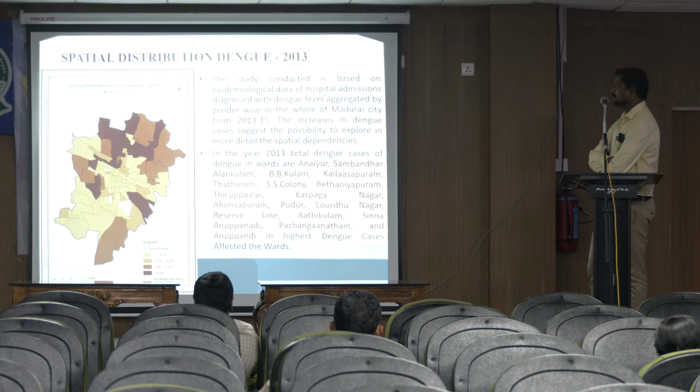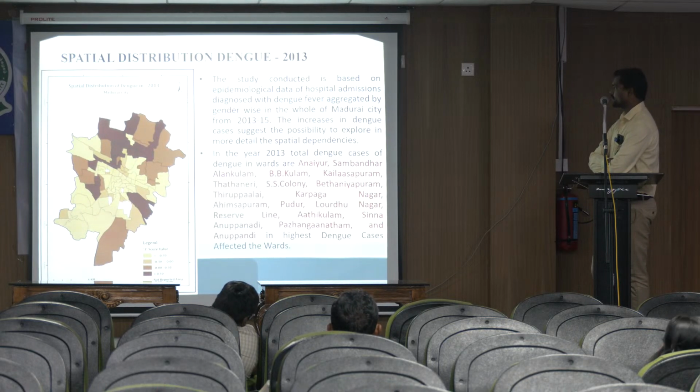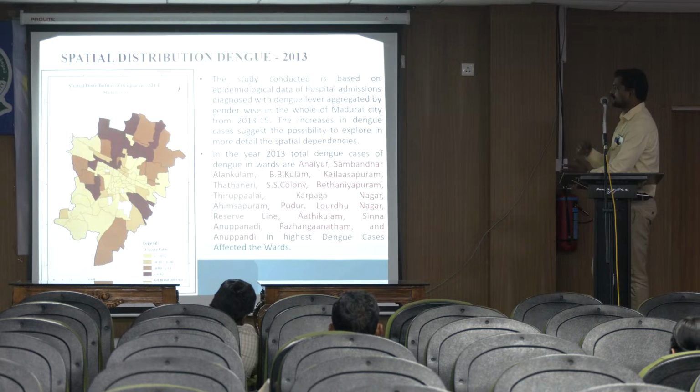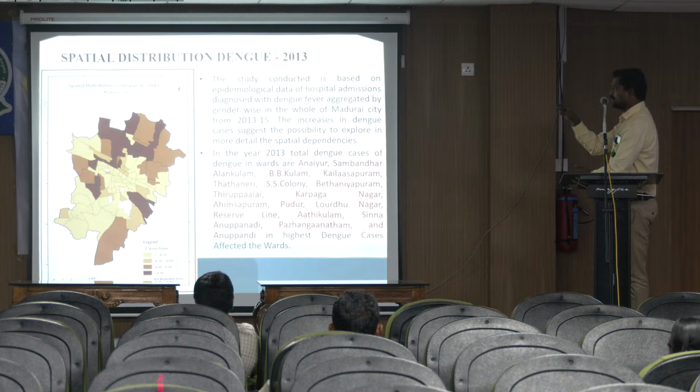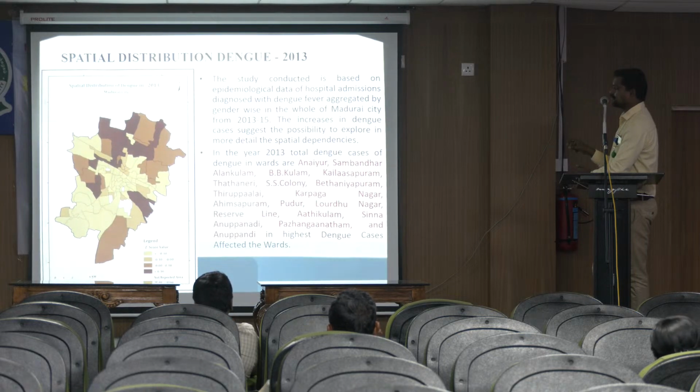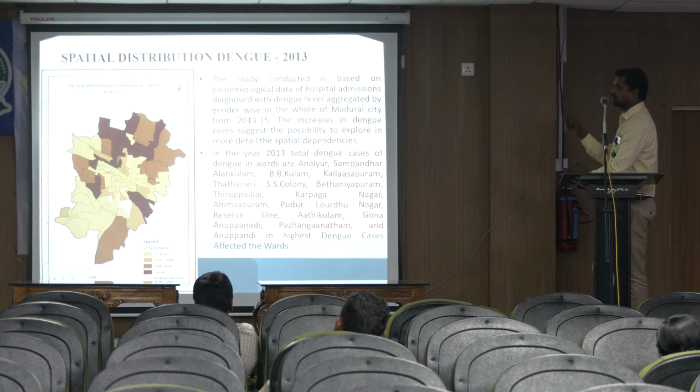The 2013 hospital-administered diagnosed dengue cases, from 2013 to 15, and the analysis of the spatial distribution. Some areas in the north part are highly affected. The central part is of medium impact, along the river Vaigai. The region by the river Vaigai has slum areas, and the study was conducted in those areas.